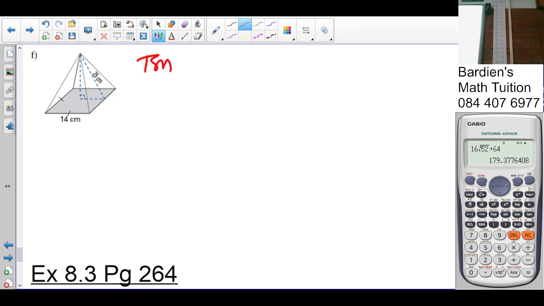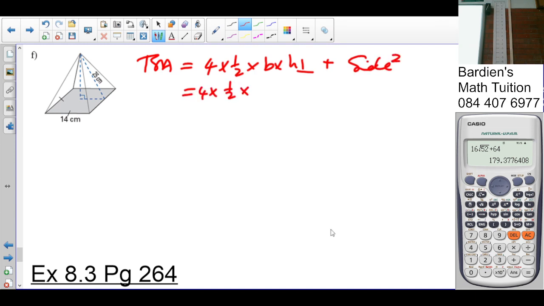The total surface area is going to be, how many of those faces do we have? 4. So it's 4 times a half times base times perpendicular height, that's of your triangle, plus your side squared. Okay, so it's going to be half times 4 times your base, which is this here, which is 14, times your perpendicular height, in this case is 25.